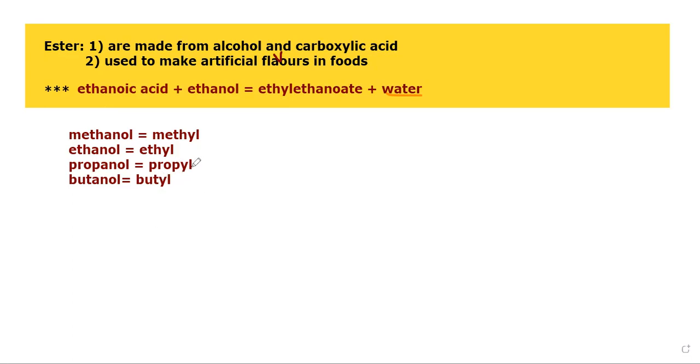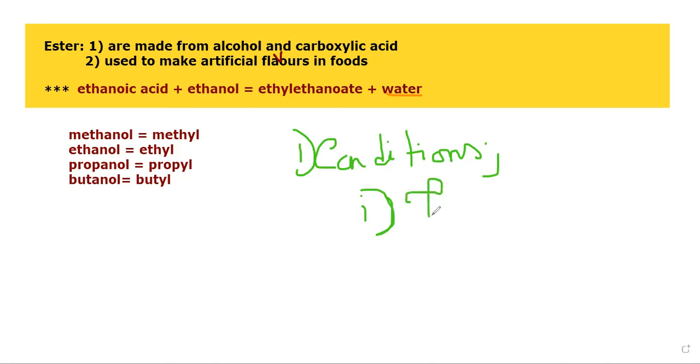Now we are almost at the end. We are going to see the conditions for making an ester. So I'm writing the conditions down. We have two conditions. Condition number 1 is our temperature needs to be at room temperature. So we can say around 30, around room temperature.